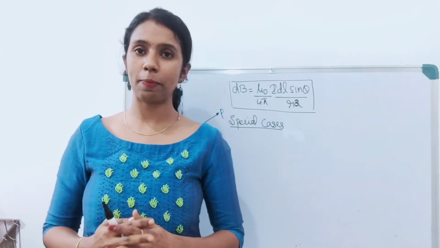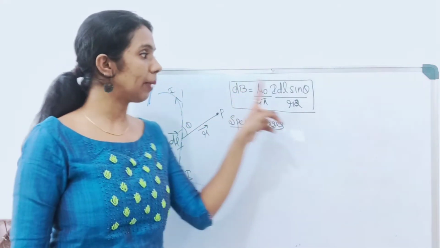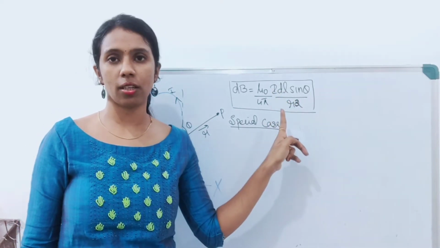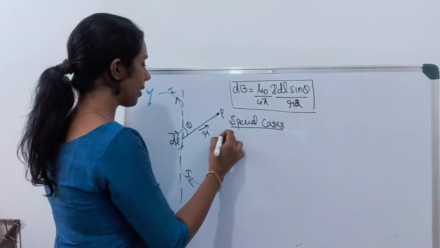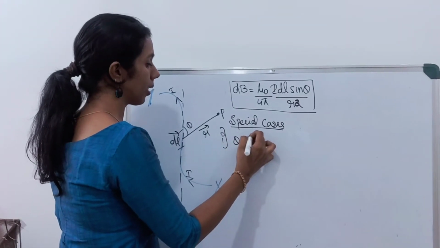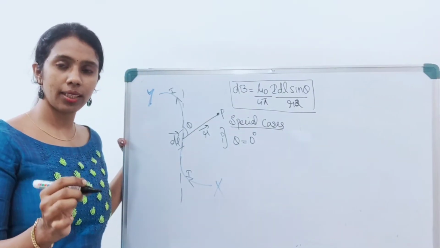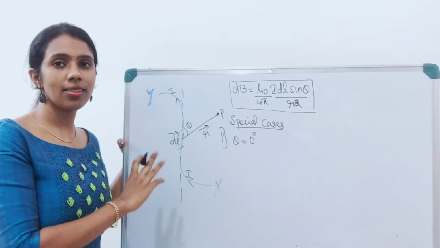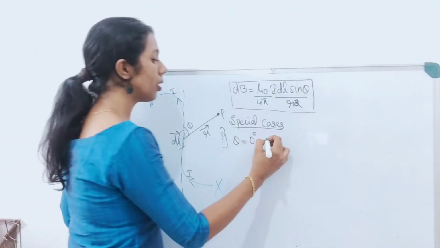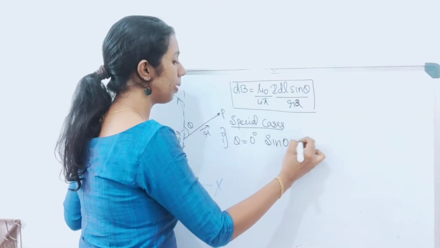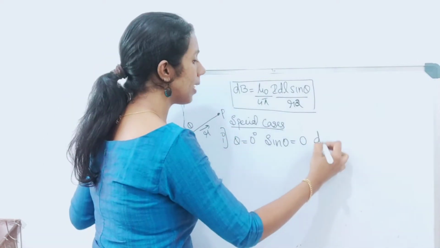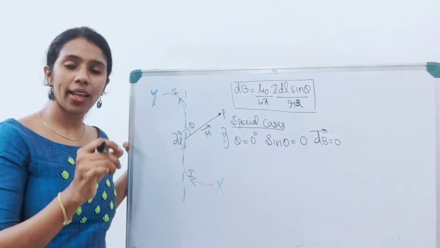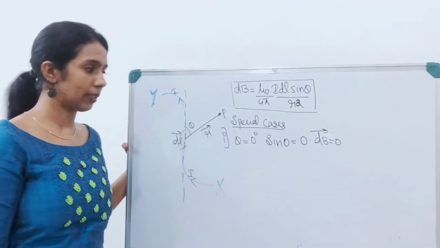Now, we will consider some special cases. The magnetic field depends upon the angle between dl and r, that is, the current element and the position vector r. The first case is theta equal to 0 degree. Theta equal to 0 degree means we are considering a point which is on the axis of this current carrying element. So sine 0 will be equal to 0, then dB is equal to 0. That means the magnetic field is 0 anywhere on the axis of the current carrying element.